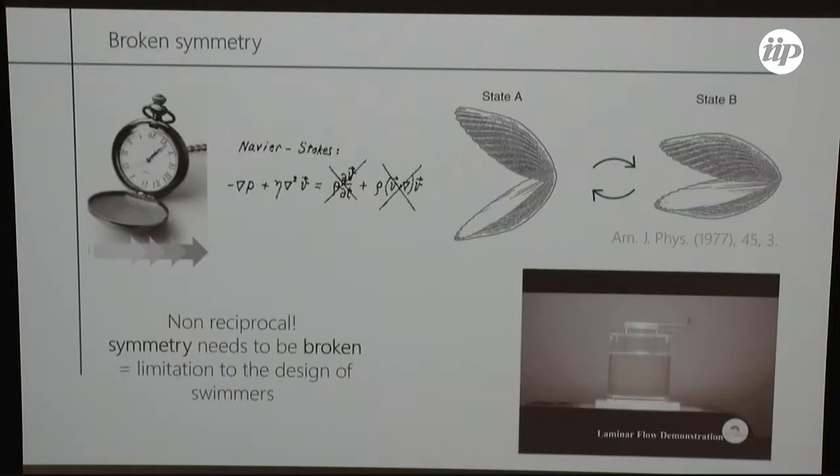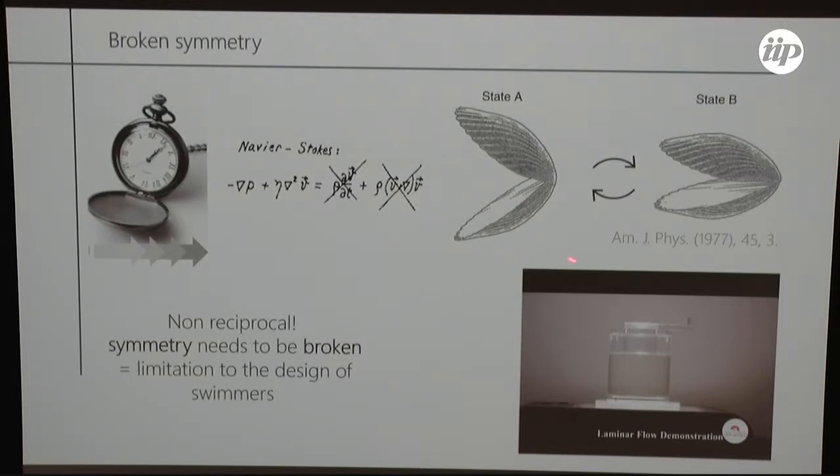But there's also a little bit of symmetry breaking involved. And so motion at the microscale is largely governed by the Navier-Stokes equation. And we just see it here, this is taken from this paper from '77 from Purcell. You see that the time doesn't play a role in the microscale. So basically, the time doesn't bring us an asymmetry.